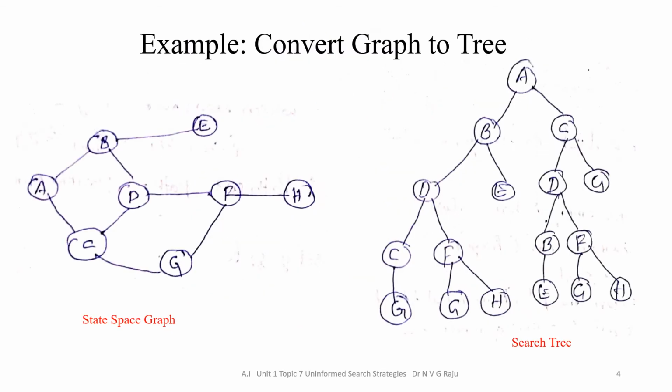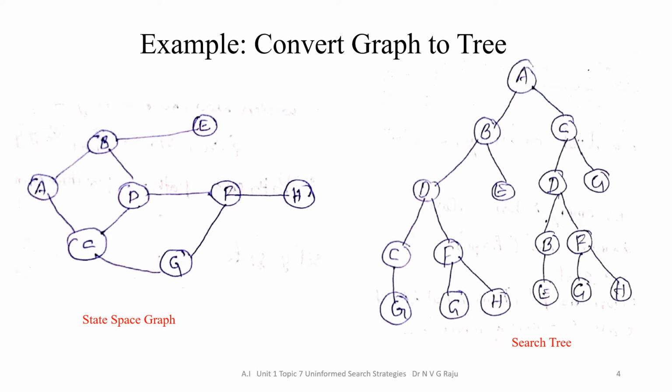Let us consider an example of a state space graph where A is the initial node and G is the goal node, where we have to list all possible paths and try to eliminate cycles from the paths. The resultant state space graph has to be converted to a search tree. The left side diagram shows the state space graph and the right side diagram shows the search tree, where A is the initial node and G is the goal node.